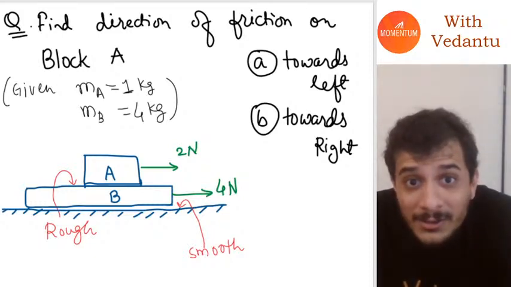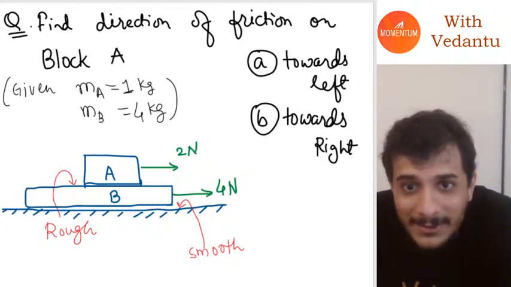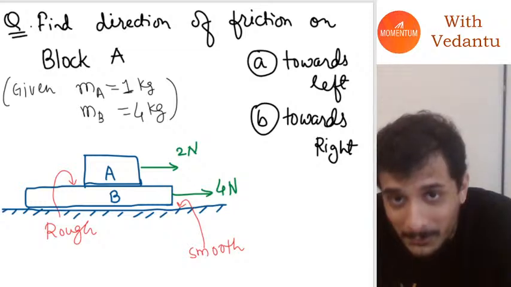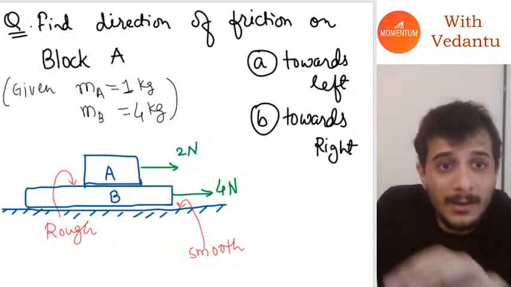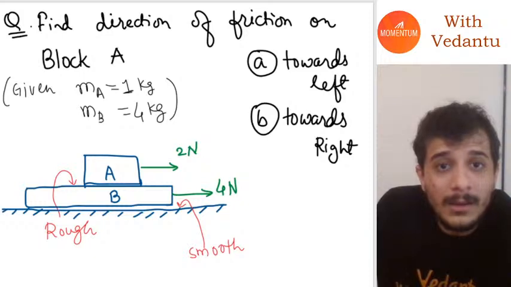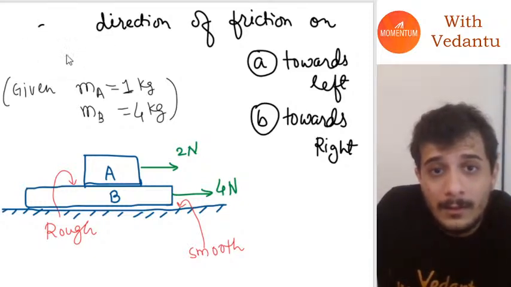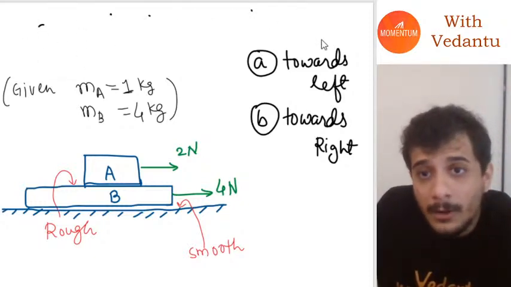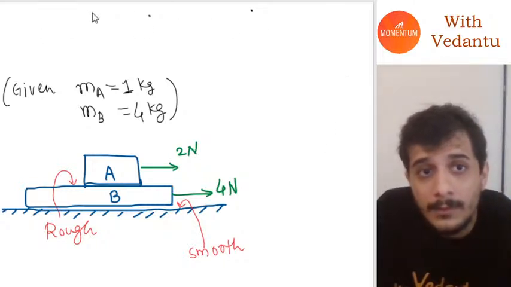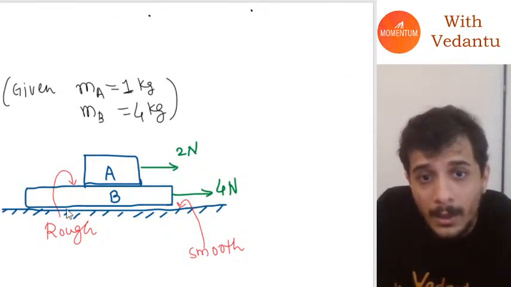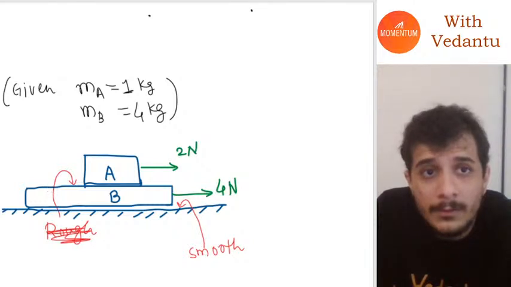Tell me the direction of friction on block A. What will it be? Now, guys, once again, let's look at this without friction for a minute. For a minute, let's forget that the surface is rough, and assume that the surface is smooth.